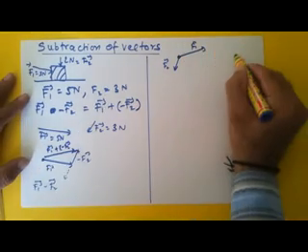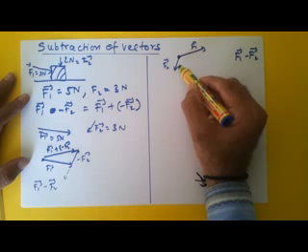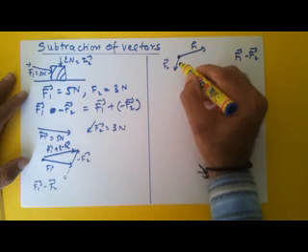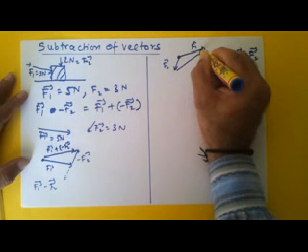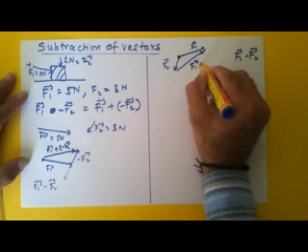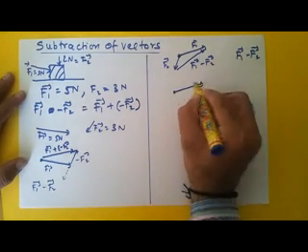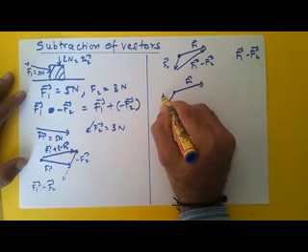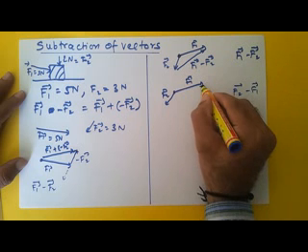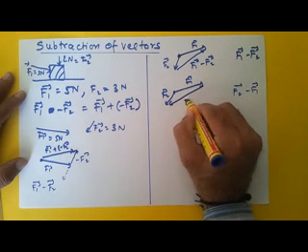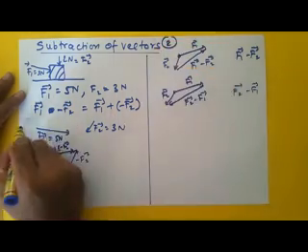Now, having drawn these two vectors from the common point, if I want to obtain F1 minus F2, I'll draw a line starting from F2 and ending at F1. This will give me F1 minus F2. Again, if I draw F1 and F2, and I want F2 minus F1, then I'll start from F1 and end at F2. This will give me F2 minus F1. This is the second method. This is the first method.